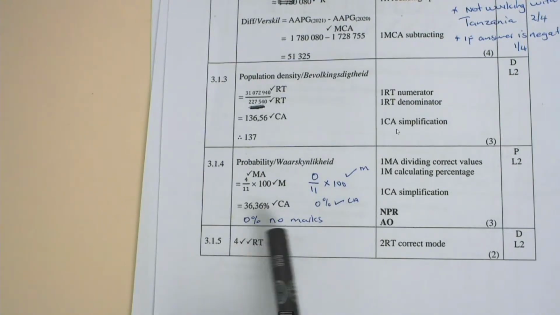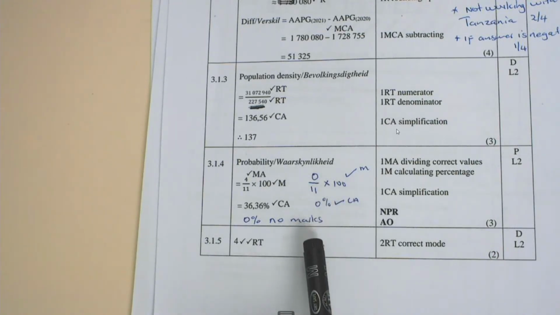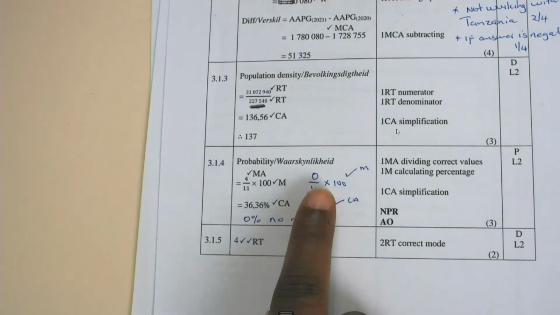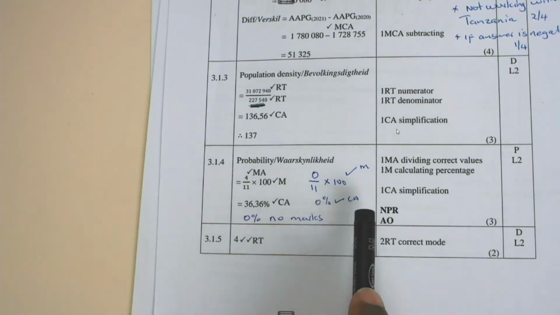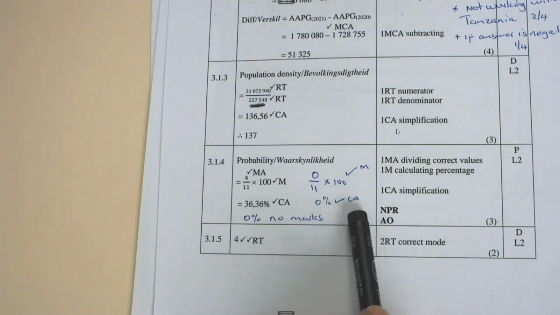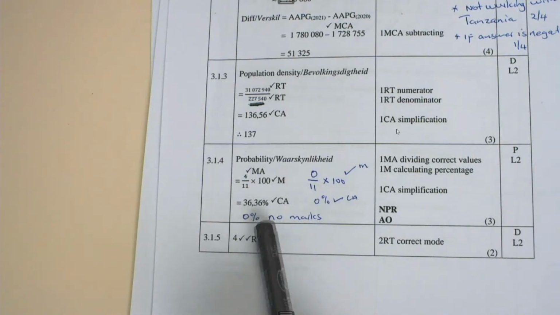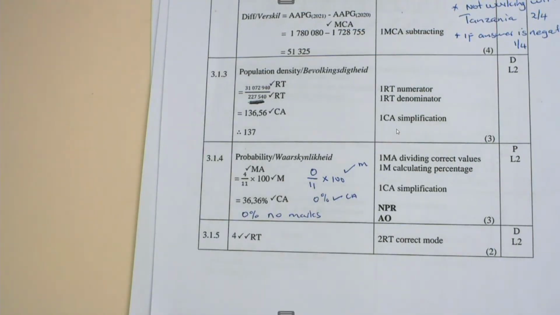And then if the other option, the learner writes 0 divided by 11 multiplied by 100, the learner will forfeit 1 mark for dividing correct values, because the learner has written 0 divided by 11. And then the learner will get 1 mark for method, for multiplying by 100, and for getting the answer, which is the CA mark, 0. But if the learner writes one answer only, which is 0, without showing the calculation, the learner will get nothing for that. The learner will get 0 for that.